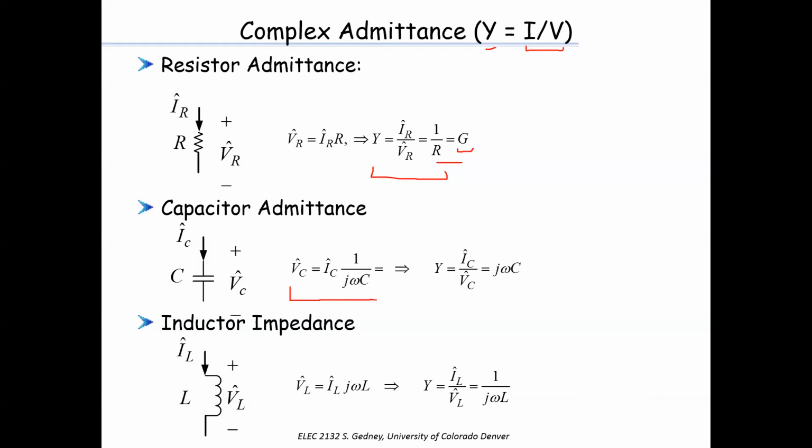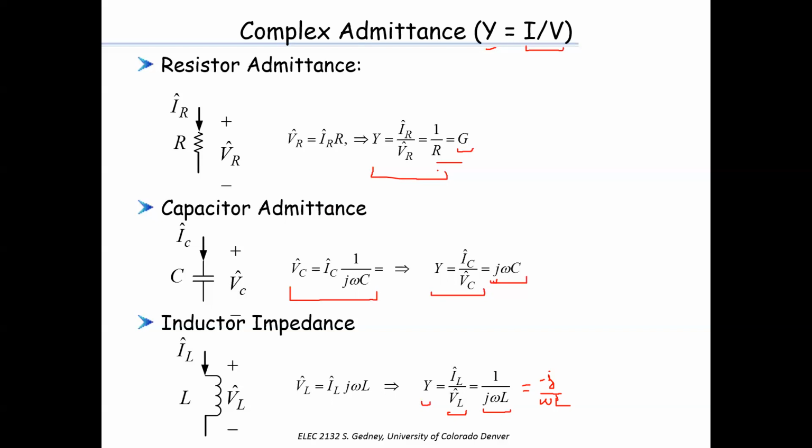For a capacitor, the admittance, again, is 1 over Z, or I over V, which is then equal to 1 over 1 over j omega C, which is just j omega C. So the admittance of a capacitor is purely imaginary, positive imaginary, and it's just j omega C. And that is the ratio of the phasor current of the capacitor to the phasor voltage across the capacitor. And the admittance of an inductor, Y, is equal to 1 over Z of the inductor, or the phasor current divided by the phasor voltage, which is equal to 1 over j omega L. So the admittance of an inductor is purely imaginary, negative imaginary, minus j over omega L. So the admittances of capacitors and inductors are purely imaginary.